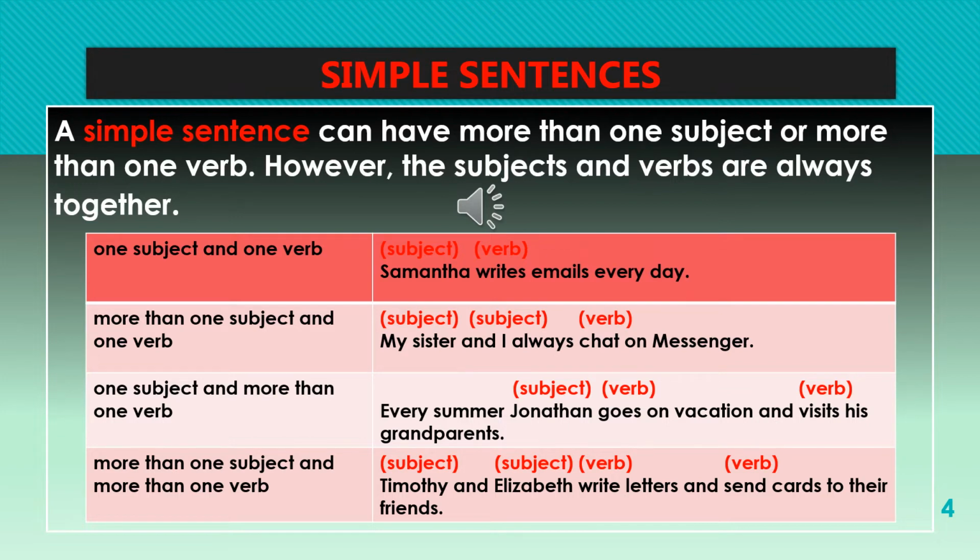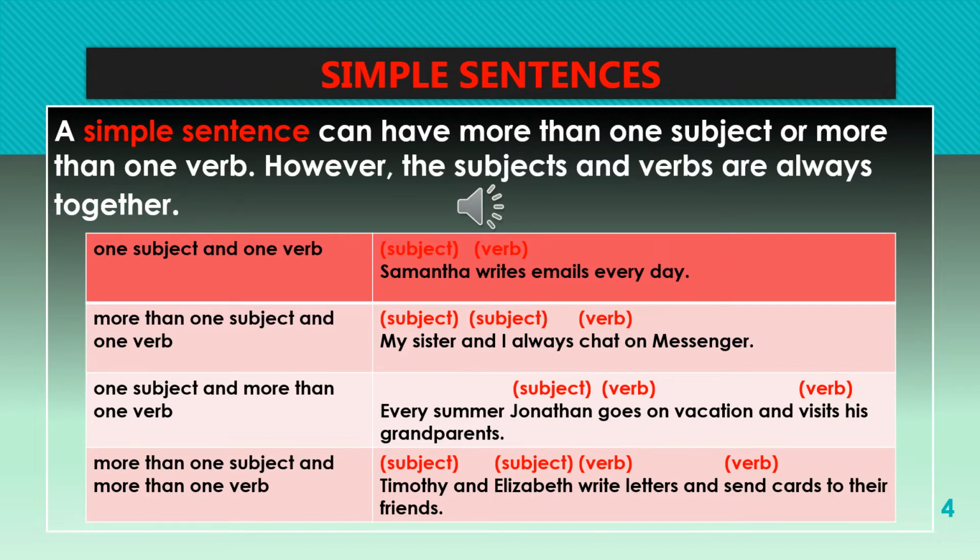The next one is going to be one subject and more than one verb. Here we are going to have only one subject and two verbs. Let's read the sentence. Every summer, Jonathan goes on vacation and visits his grandparents. Every summer, Jonathan goes on vacation and visits his grandparents.